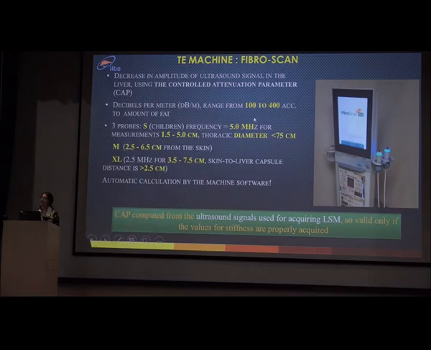So you have 3 sizes of probes. There's a small, medium and an XL probe. Here normally we're not using the XL for the spleen, but we should. And small for children, medium is what we normally use, and XL for a thickened abdominal wall. And the skin to liver capsule distance, this is very important. Usually in a very obese patient, the values you're getting are not reliable.